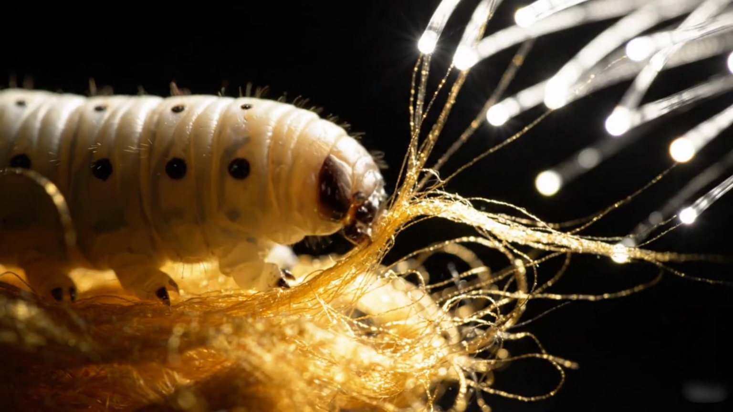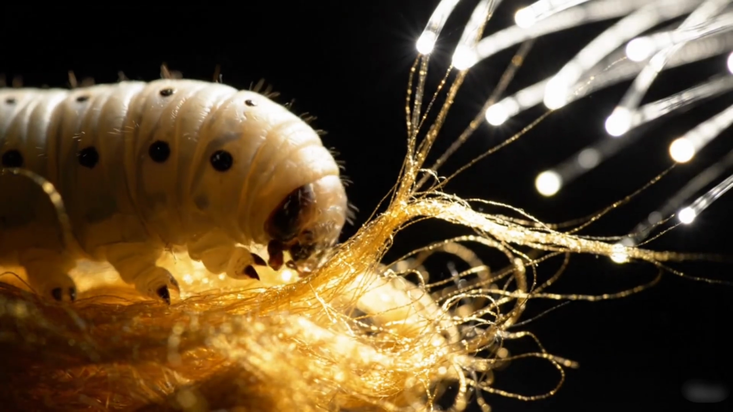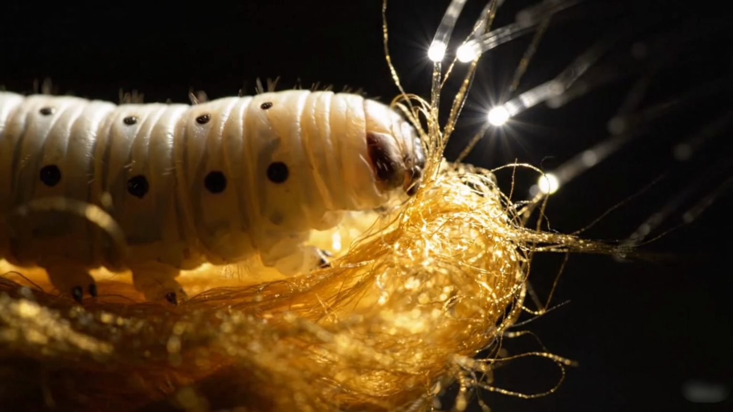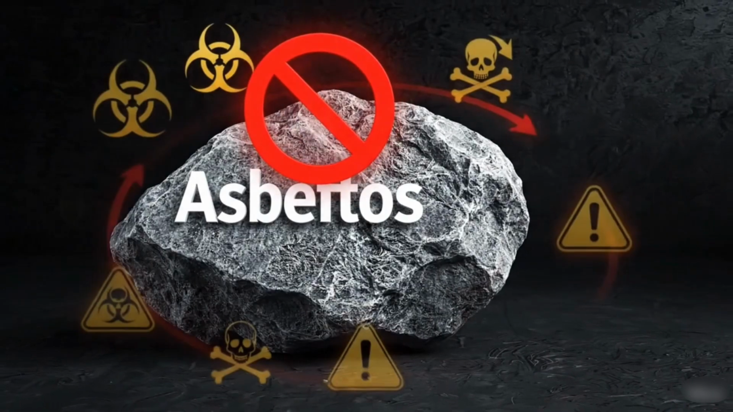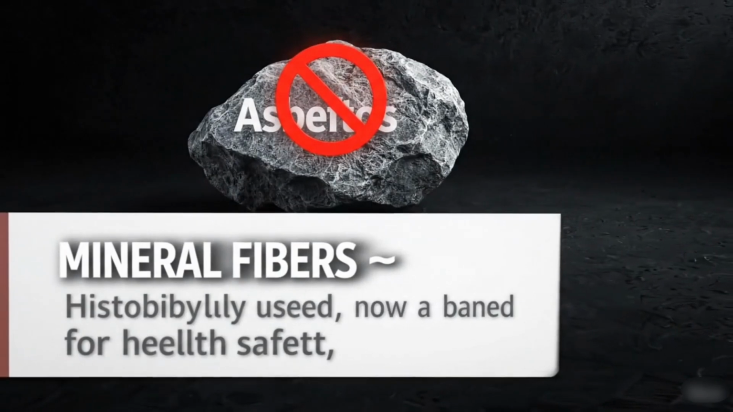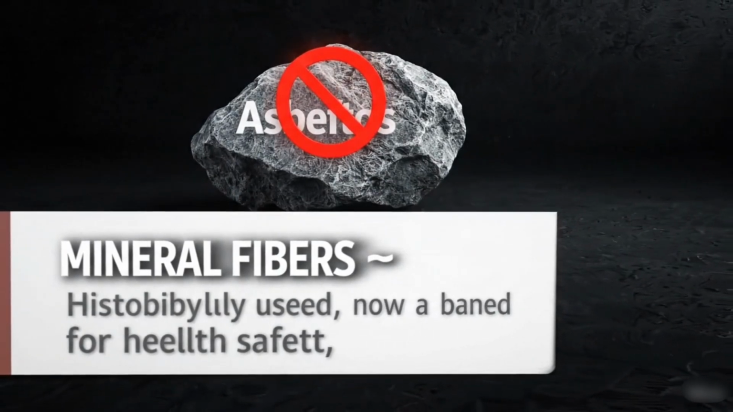Silk is in a class of its own. Secreted by silkworm larvae, it is the only natural filament fiber, meaning it comes in one continuous strand. Mineral fibers like asbestos occur naturally in rock formations. While historically used in textiles, they are now largely banned worldwide due to serious health hazards.